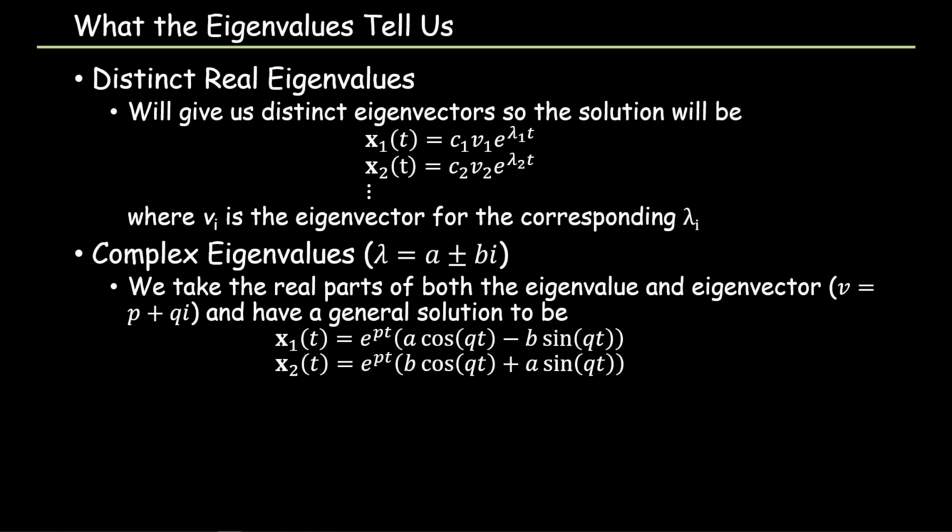The first one is e to the pt multiplied by a cosine of qt minus b sine of qt, and the second solution will be e to the pt times b cosine of qt plus a sine of qt. If you want to find the general solution, then you add both of those up. The reason we have sines and cosines is because we're using Euler's formula. I will do a separate short video on deriving the solution and why this makes sense, so keep a lookout for that one.